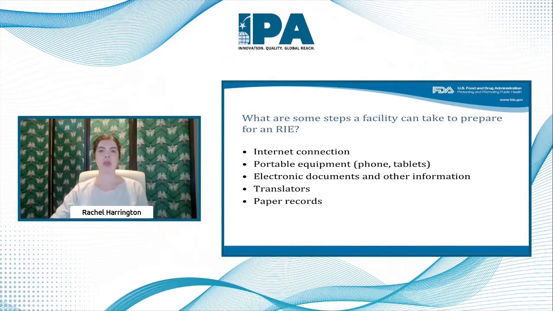Another question you may have is, what are some steps a facility can take to prepare for an RIE? So the first one I would recommend is to check the internet connection signal throughout the facility, just to verify that the signal strength is adequate to support live streaming video and audio during the actual remote interactive evaluation. And be sure to check not just the conference rooms, but other places that the investigator might want to look. So for example, the manufacturing areas, the laboratory, a packaging area, those sometimes have more difficulty in terms of the live streaming.